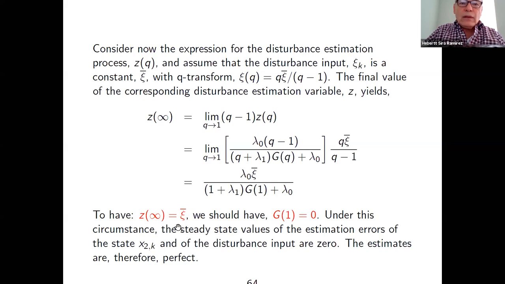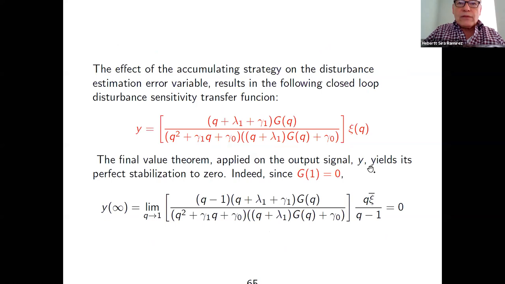So you would have this asymptotic condition, which would guarantee a perfect estimation of the disturbance in the constant case. And for that, we need that the filter satisfies this very simple property. G of one should be zero. Therefore, you should have infinite attenuation at that particular frequency. So G of one has to be a zero of the transfer function of that filter.